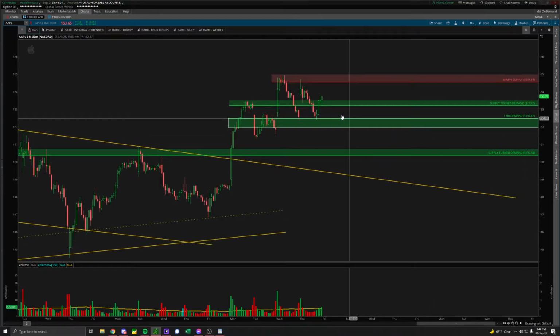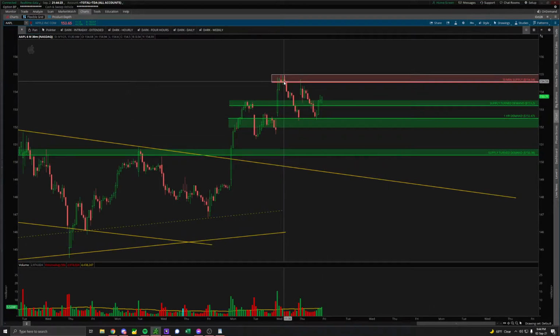So on the 30-minute, I found this green basing candle. When I'm looking for supply zones, I'm looking for green candles. When I'm looking for a demand zone, I'm looking for red candles. So I found this green candle, and this was a clear supply zone to me. I took the open of this green candle and I drew it all the way up to the top, and this was my 30-minute supply zone.